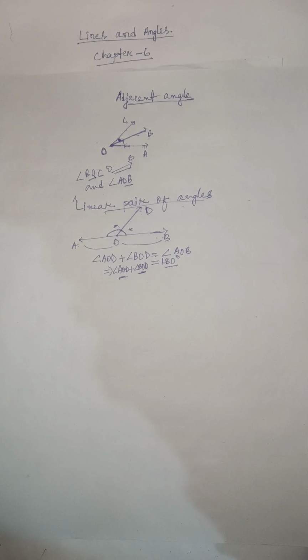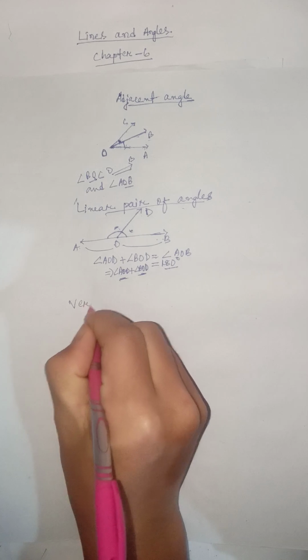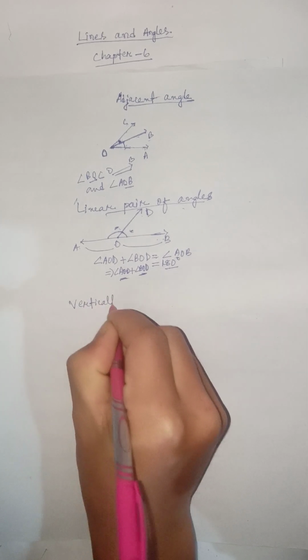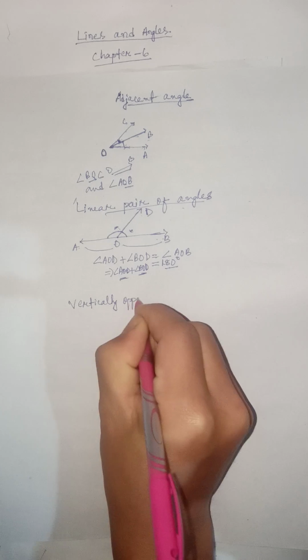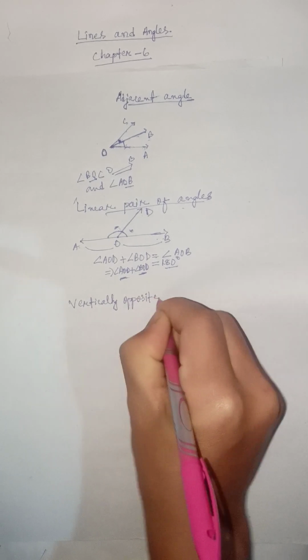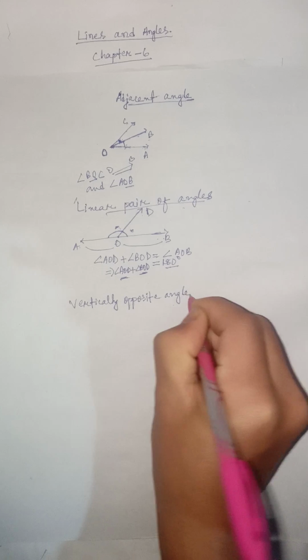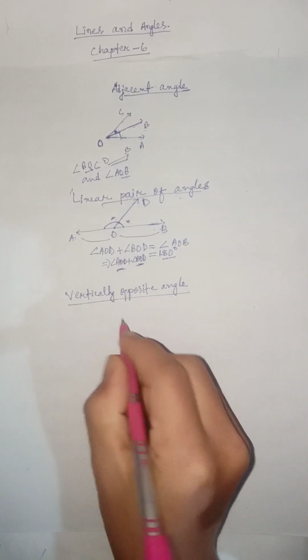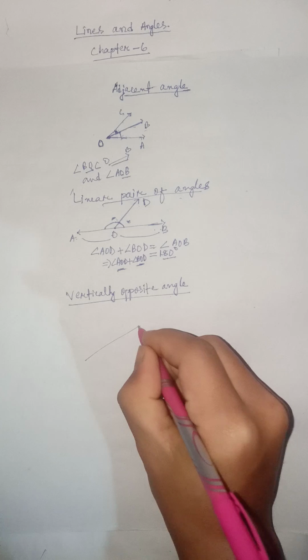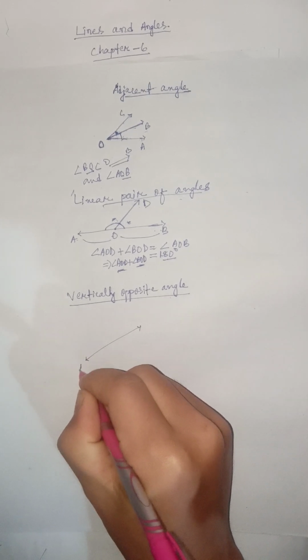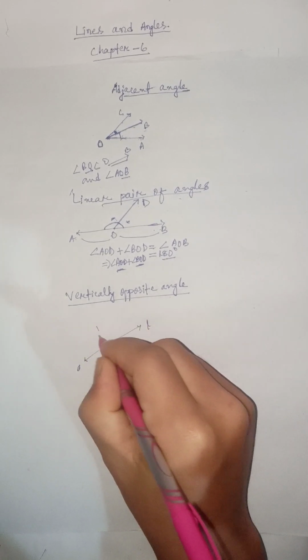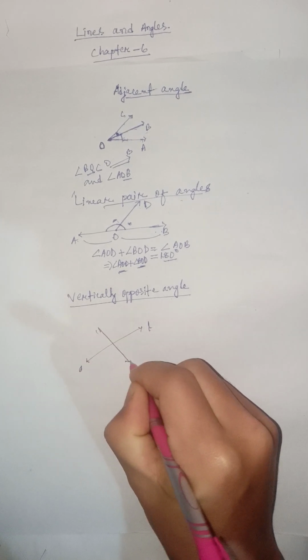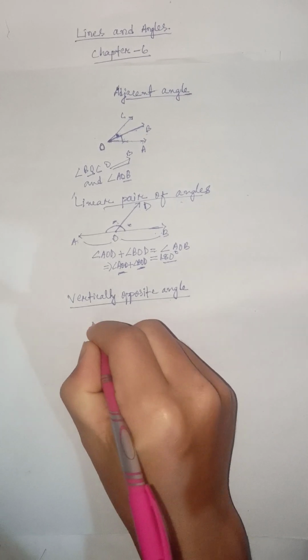Then after that we have vertically opposite angle, which in short we'll denote as VOA. Vertically opposite angle. In case of vertically opposite angles, there will be two lines. One will be this. Let me name this as L. And after that we have another line which intersects this one. Let me name this one as M.